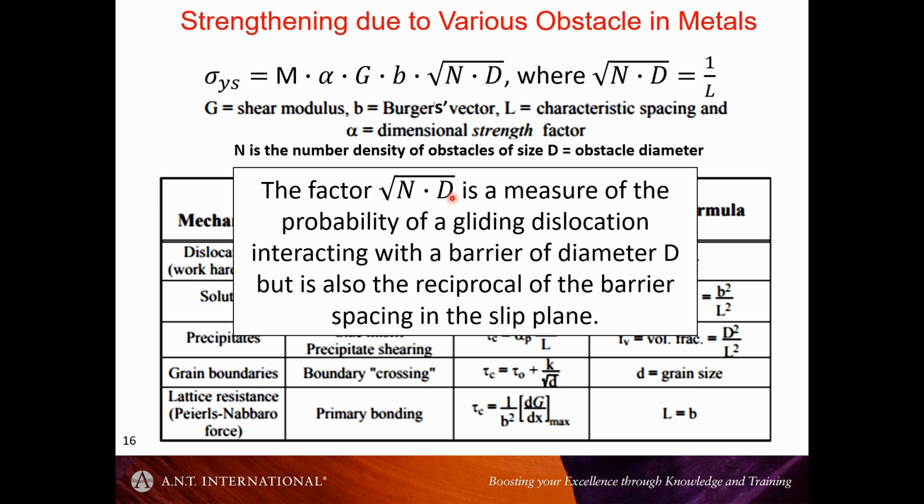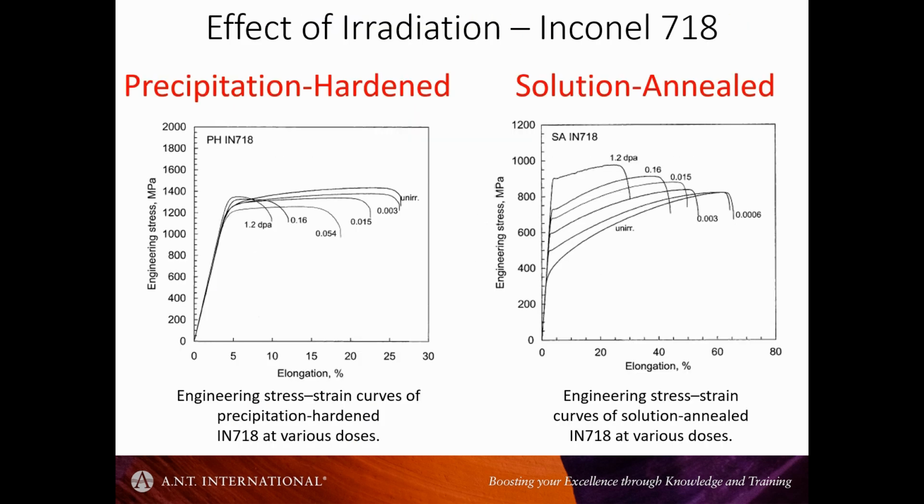Given a certain size, the size factor may come into play when it comes to this dimensional strength factor alpha, but it also comes into play simply because of the role it has on the spacing, both within the slip plane, the interprecipitate spacing, but also the spacing of the precipitates between different slip planes. So how is this utilized?